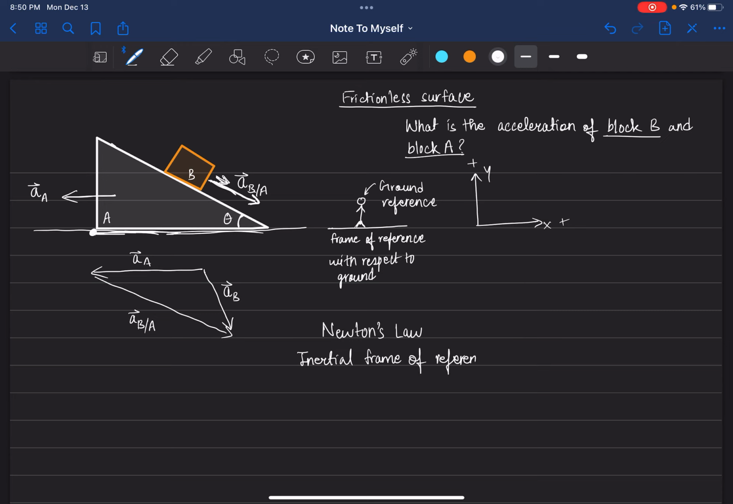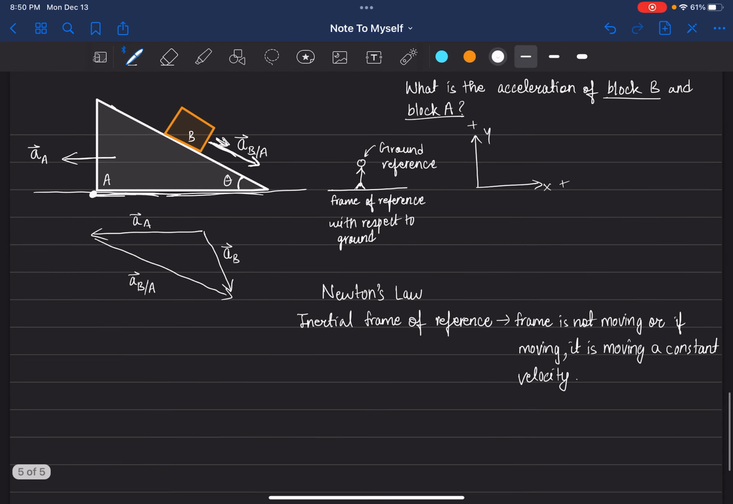So what does it mean to be an inertial frame of reference? This means that our frame is not moving, or if moving, it is moving at a constant velocity. So this is what an inertial frame of reference is.